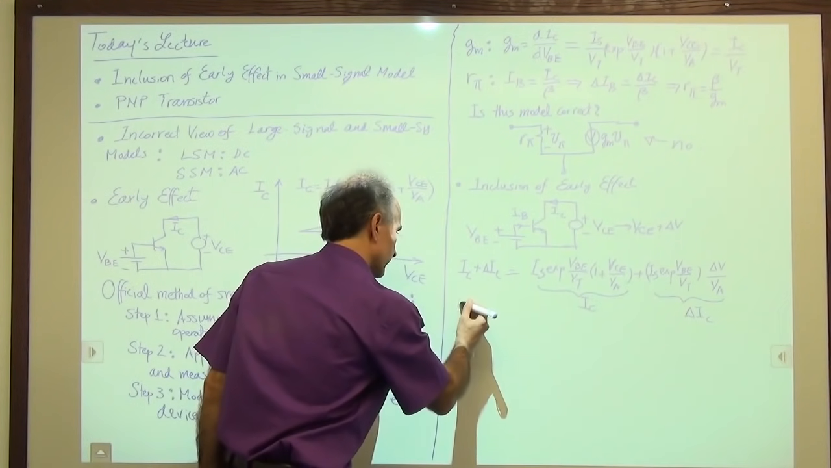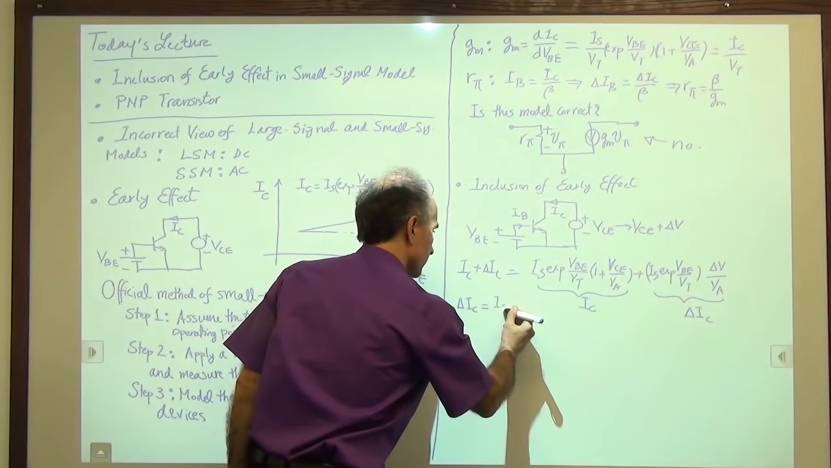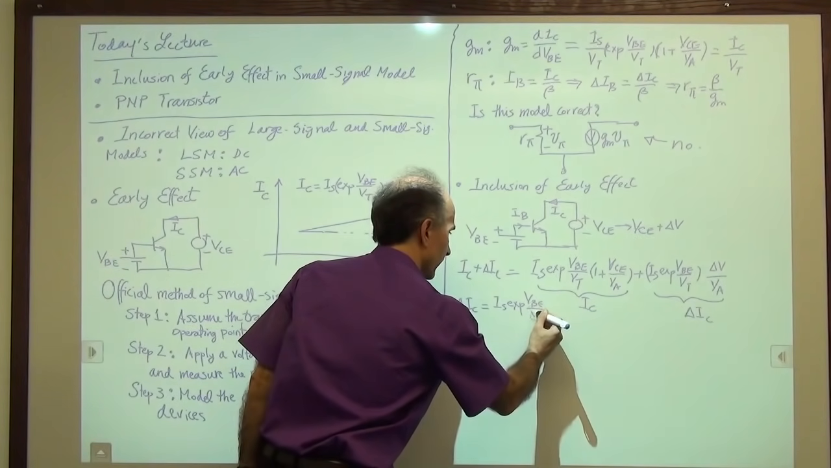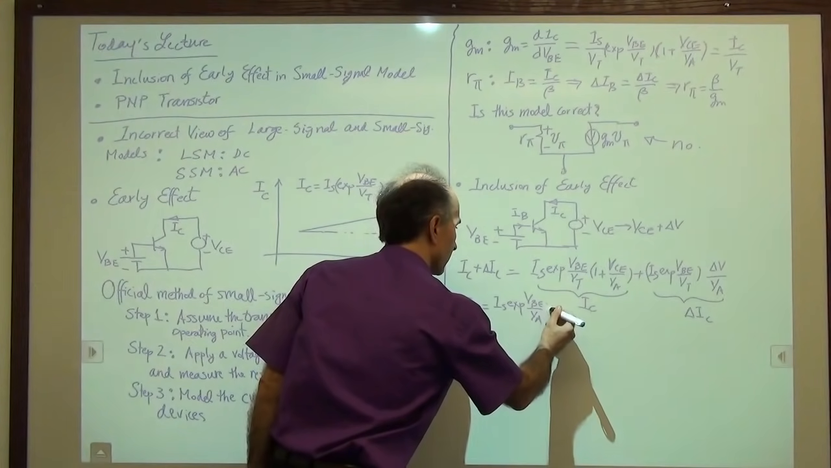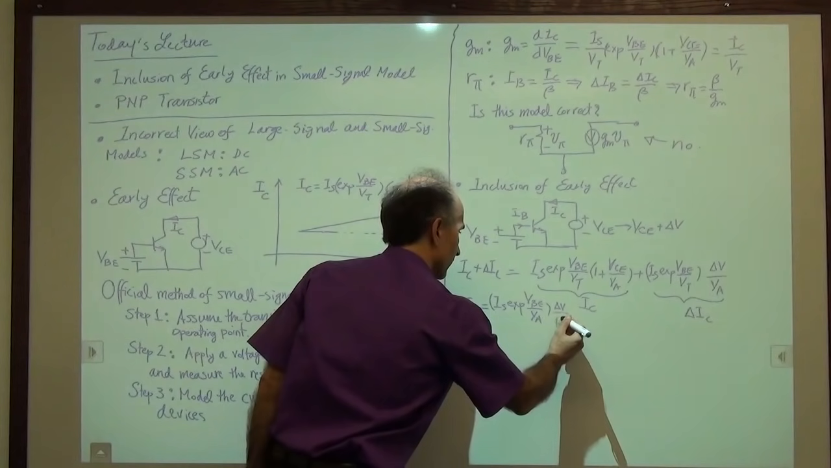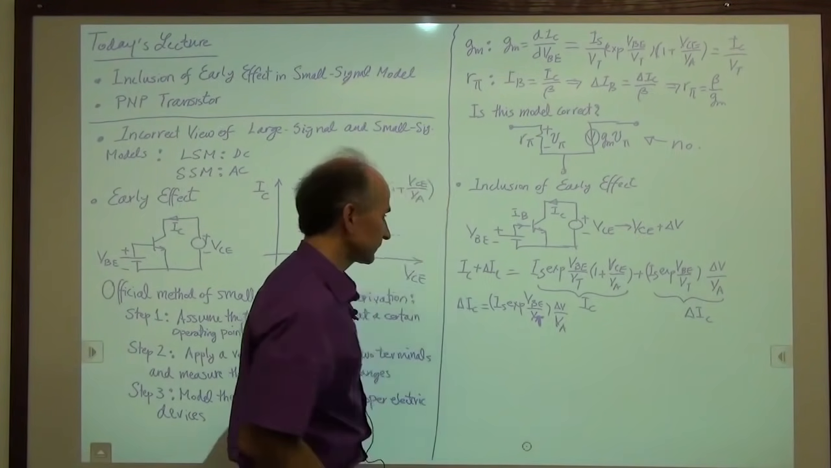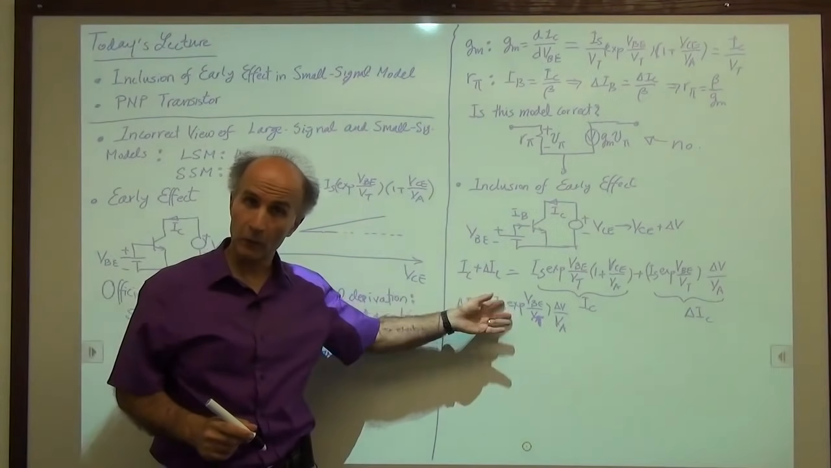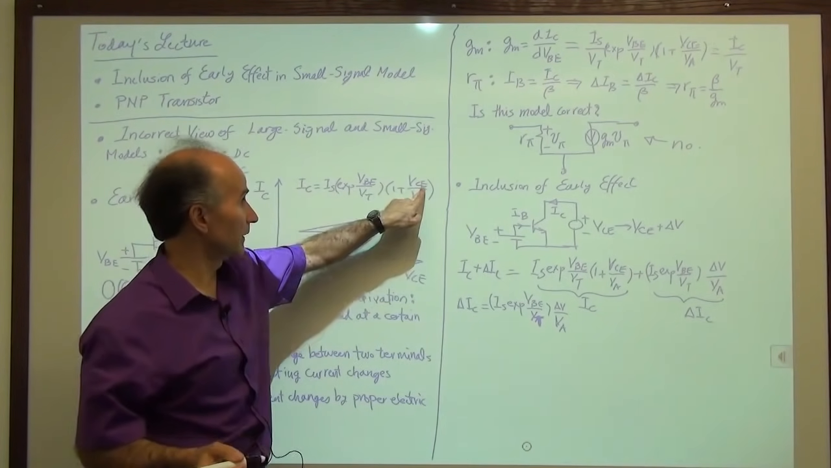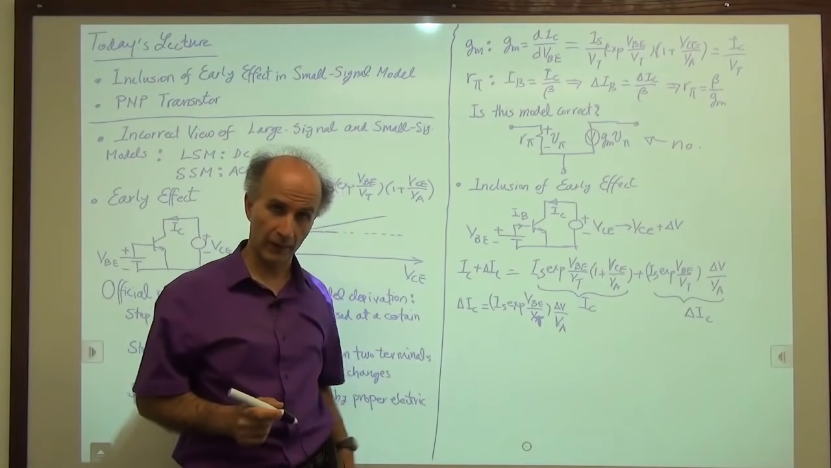So then we can just say delta IC is equal to IS exp of VBE over VT times delta V over VA. Now we didn't have to do it this way. We could also simply take the derivative. We could take the derivative of IC with respect to VCE, and we would end up with the same equation. Delta IC over delta V would be all of this.